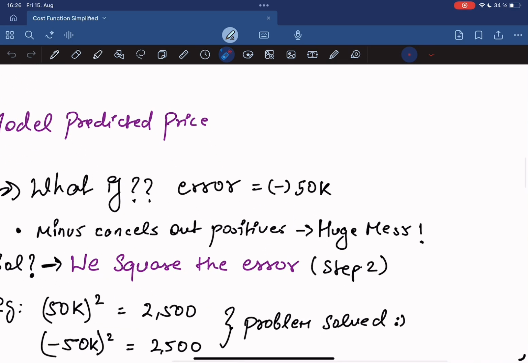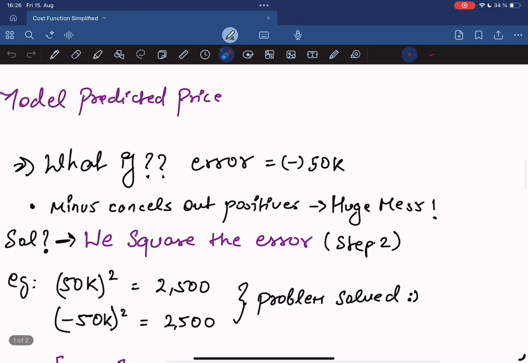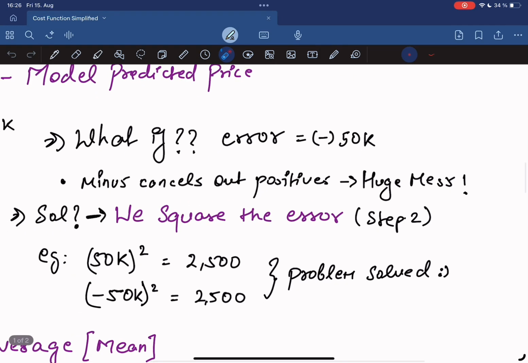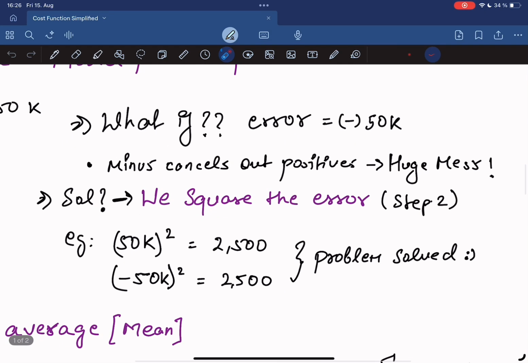But what if my error is negative, like negative 50k? Now it would create a huge mess since negatives cancel out positives. Now you must be wondering, what's the solution? That's step 2: we square the error. For example, if we square 50k, we get 2500 (in units of thousands), and if we square negative 50k, we also get the positive value 2500.